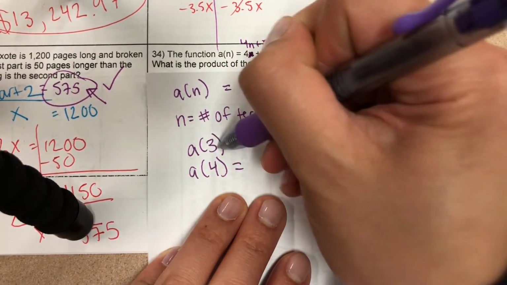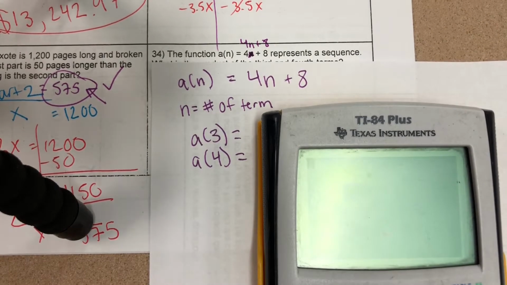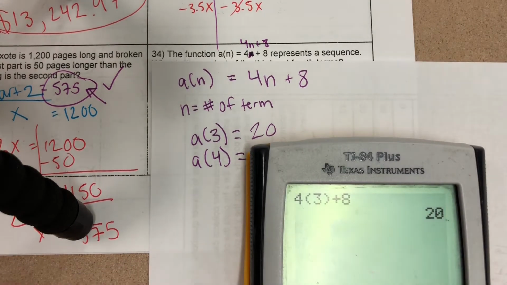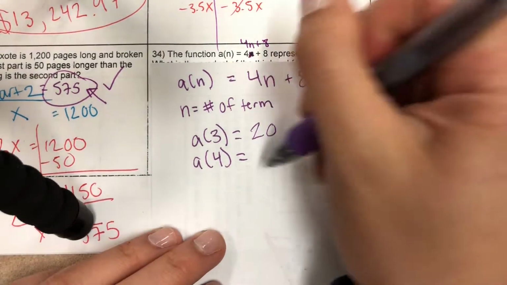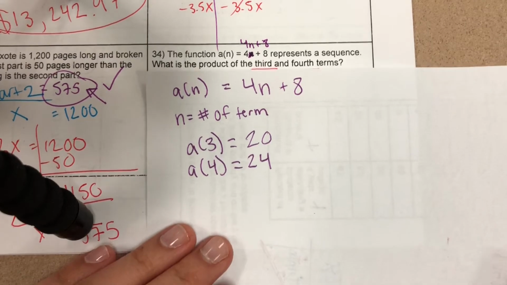So all I do is plug n with the numbers. So if I have the formula 4n plus 8, I'm going to be doing 4, and then instead of n, I'm going to do 3 plus 8. So a of 3 is going to be 20. Right next to it, a of 4, so I'm going to do 4 times my n value, which is 4, plus 8, and I get 24. So I have a of 3 is 20, a of 4 is 24.